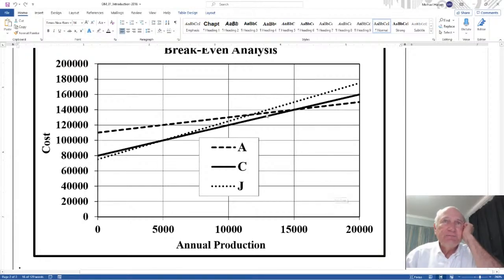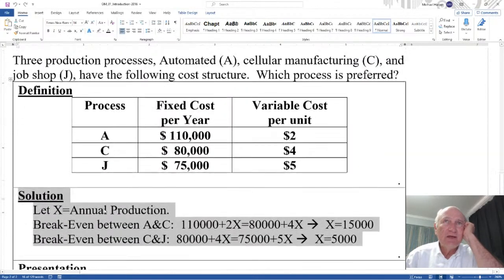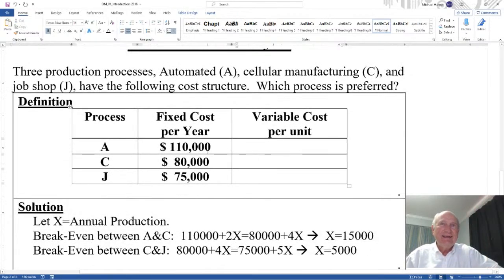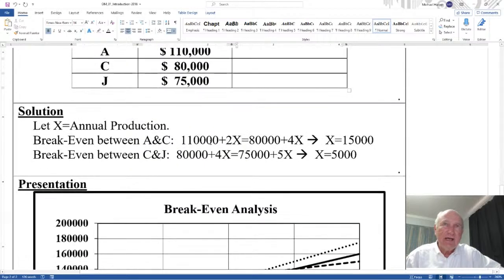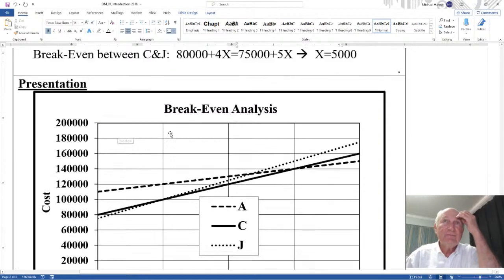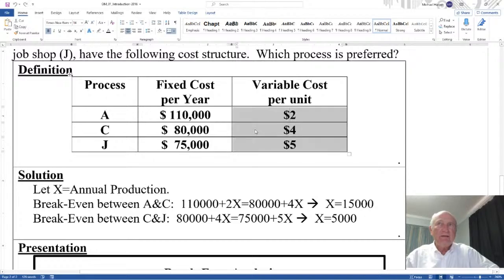Okay. Well, what if my production was 0? If my production was 0, then again this goes away. It goes away again, and I'm just looking at my fixed cost. 75K, 80K, 110K. 75K, that's my J. 80K, that's my C. 110K, that's my A. That's my dash. I have a dotted, solid, and dash. Okay, let's bring this back.